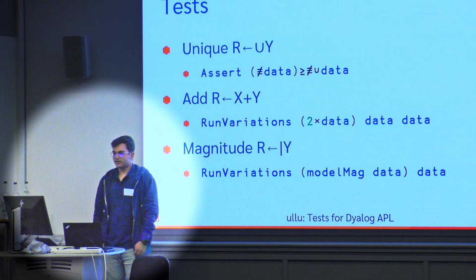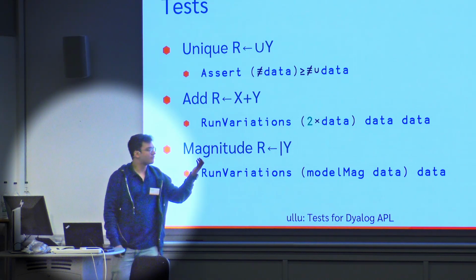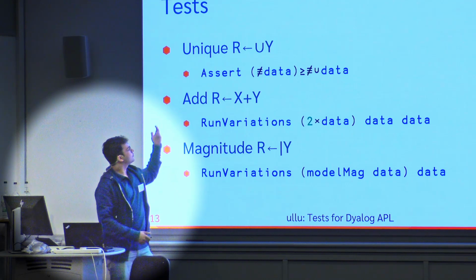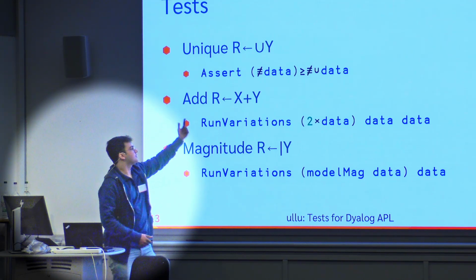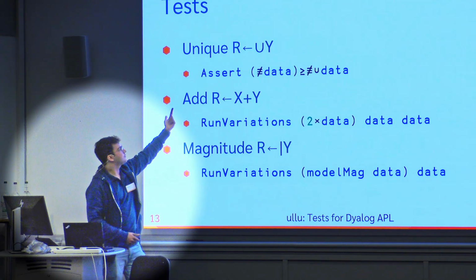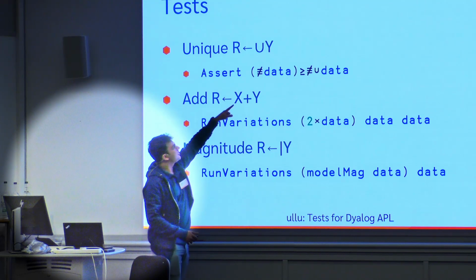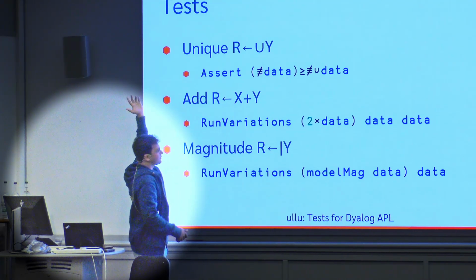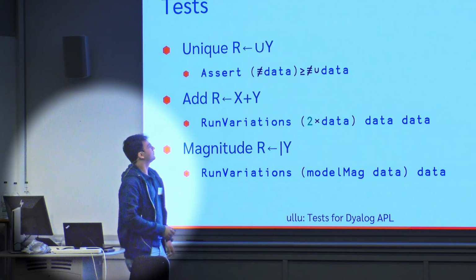Now, how the tests look. This is a very small snippet from the test lines and very specific tests. I use two functions for testing generally. One is assert, one is run variations. Assert is fairly simple. It has a statement that returns a Boolean and it reports to the main framework what the result is.